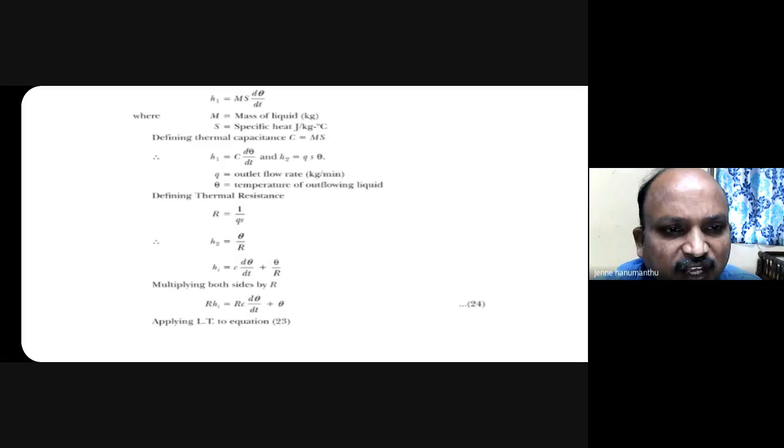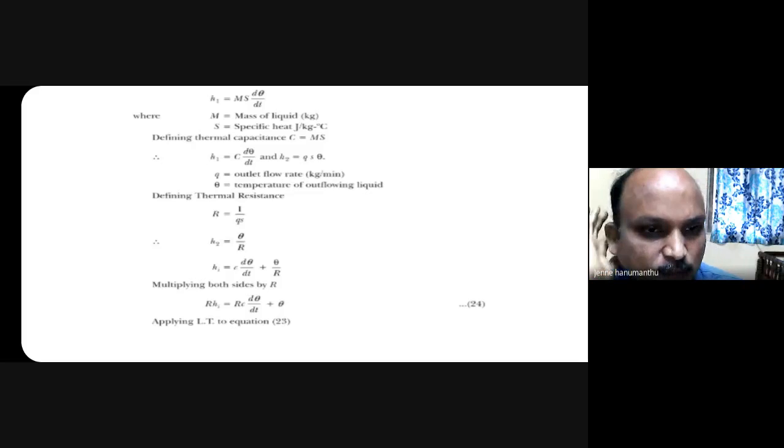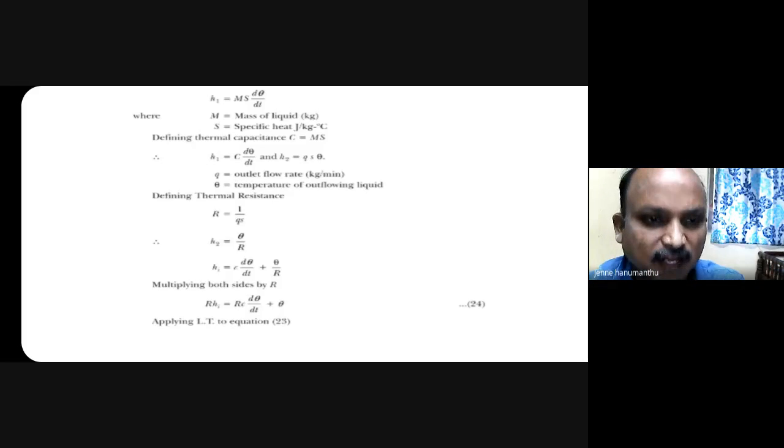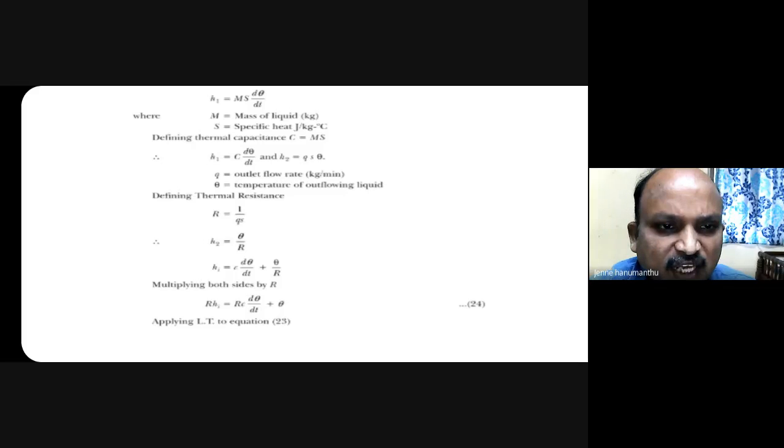And we are defining H2. H2 equals small q s theta. What is Q? Outlet flow rate in kilograms per minute. So at the second side of the water tank, we consider the Q value in kilograms per minute. And theta is the temperature of the outflowing liquid. That is the second side of the water tank. Fine. So we are defining H1 and H2.